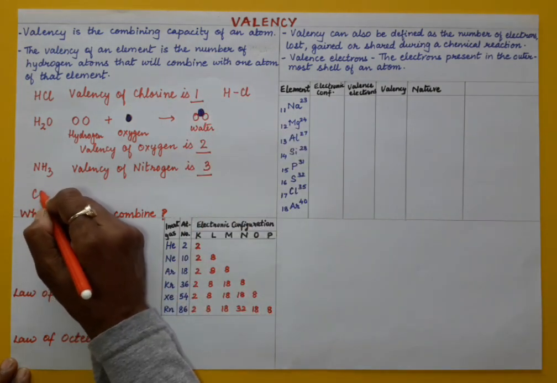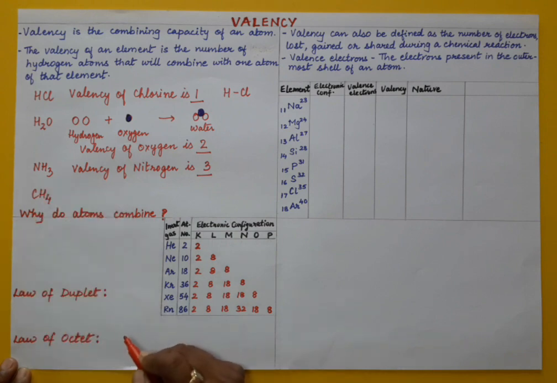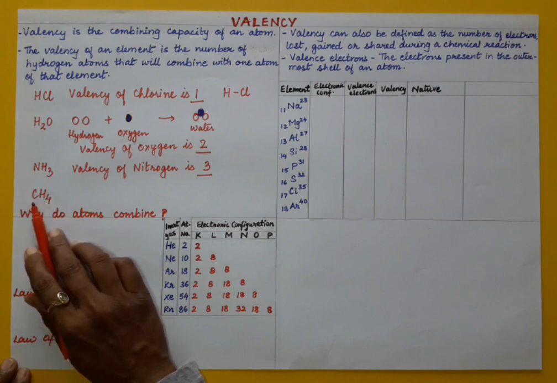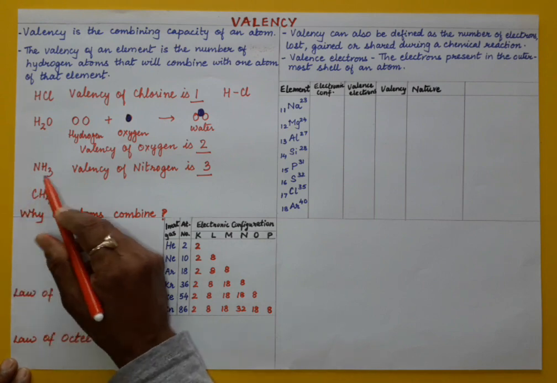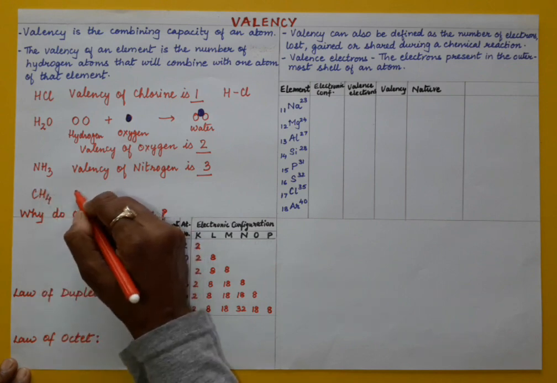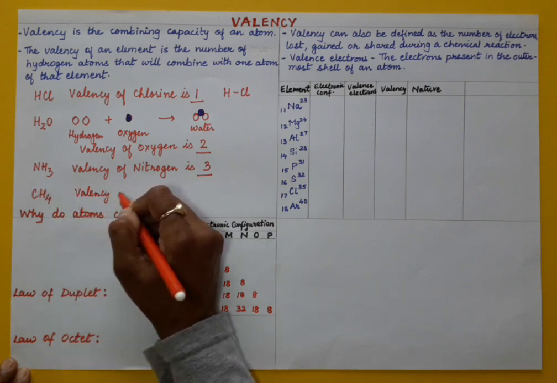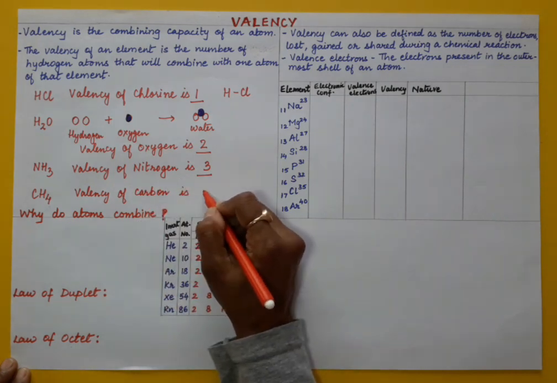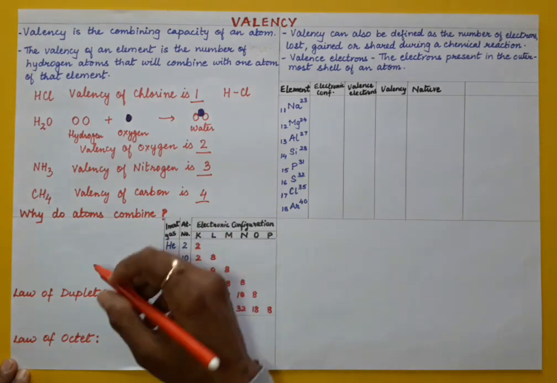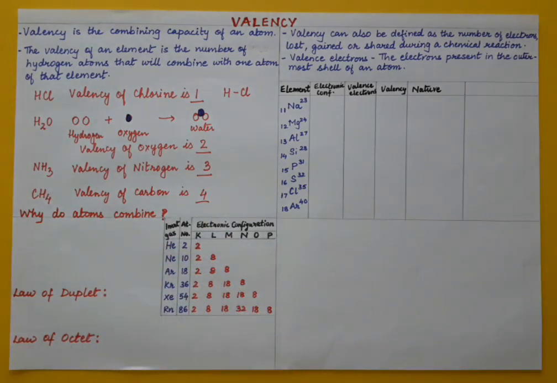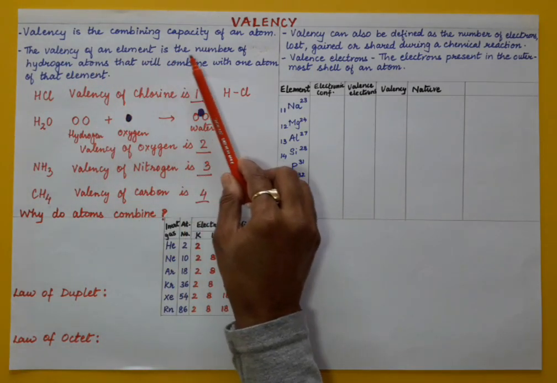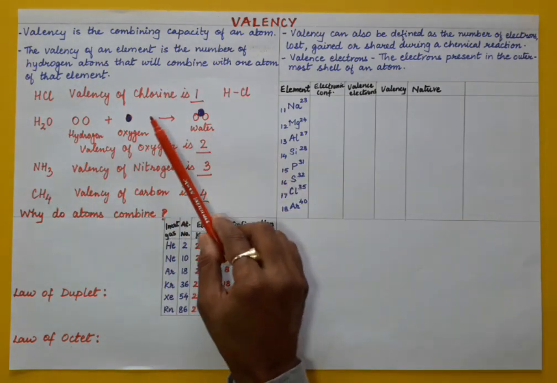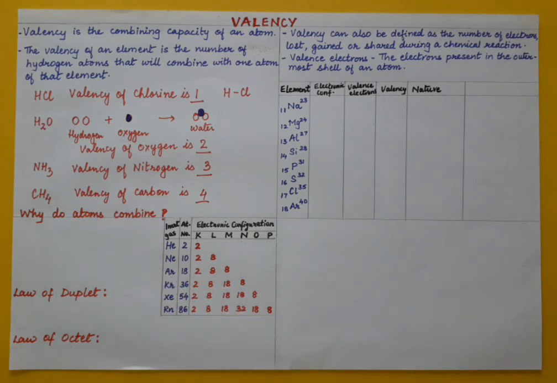Now if we talk about methane, the methane formula is CH4. So in the case of methane, 4 atoms of hydrogen combine with one atom of carbon to form a molecule of methane. So the valency of carbon is 4. Okay, so this is how we can find out the valency. So the valency of an element is the number of hydrogen atoms that will combine with the other atom. Okay, so this is one definition.